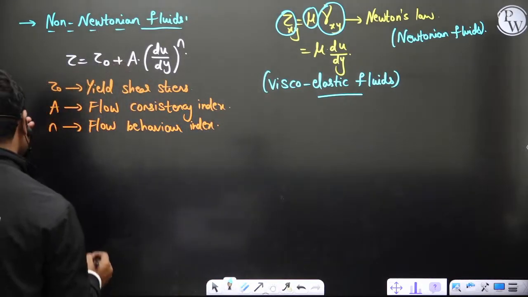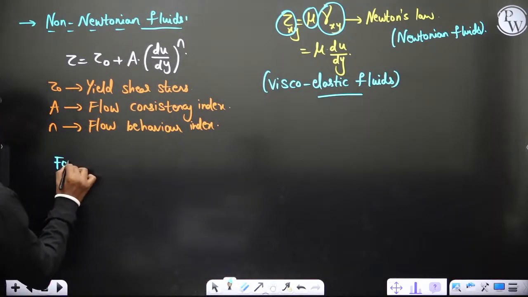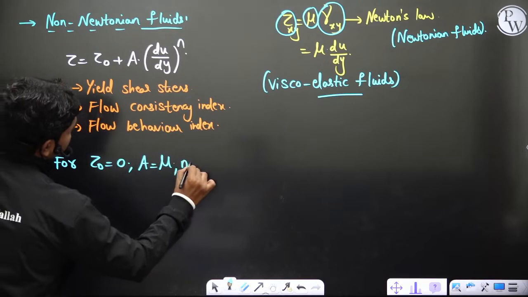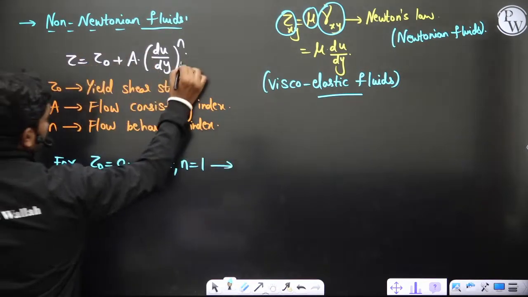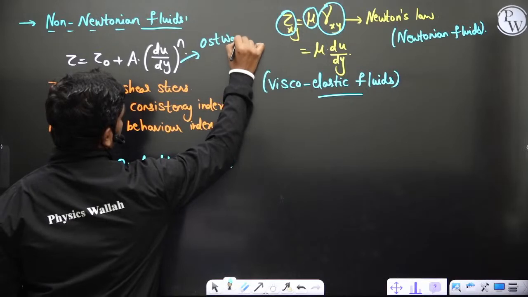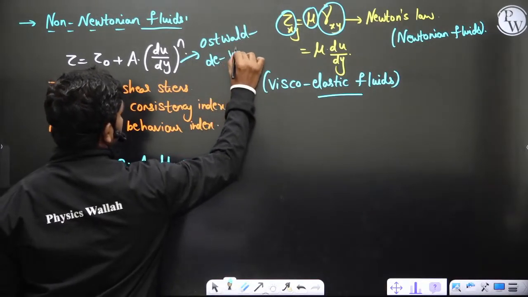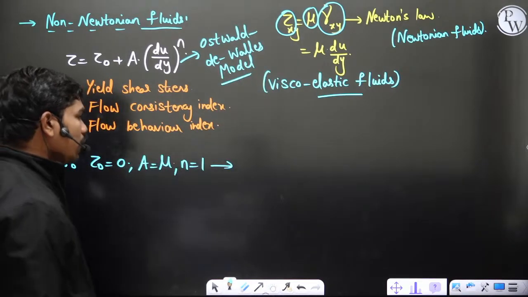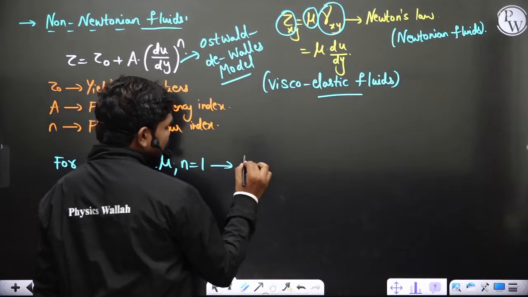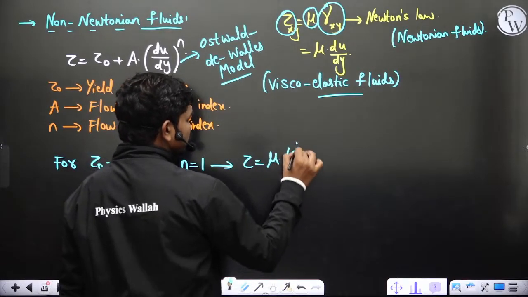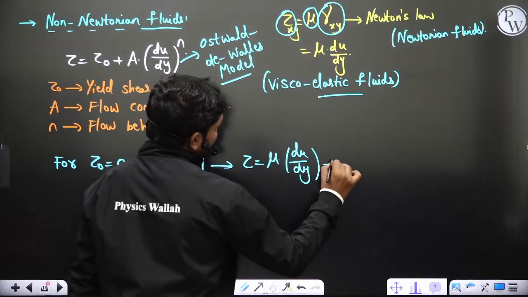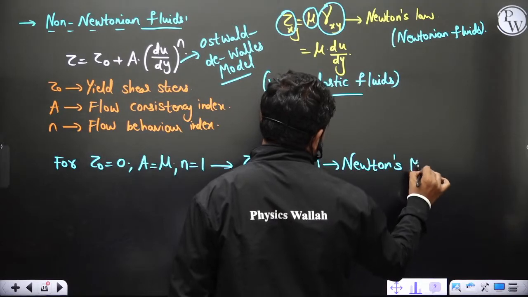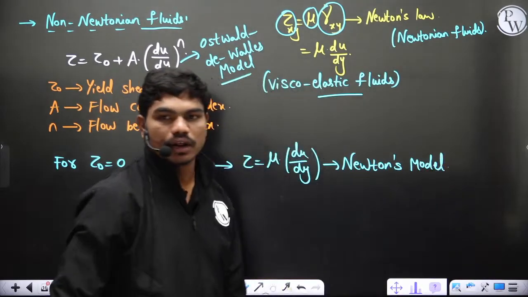Now in this case, if you see, for tau naught is equal to 0, A is equal to mu, n is equal to 1, this model is called Ostwald-de Waele model. This Ostwald-de Waele model gets reduced to, because you can see clearly, mu into du by dy. This gets into Newton's model, obviously, under these conditions.